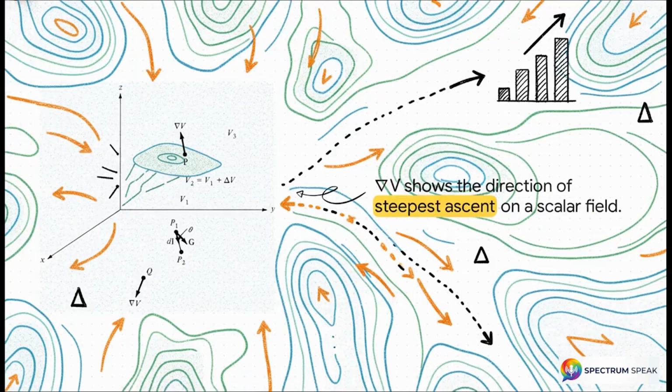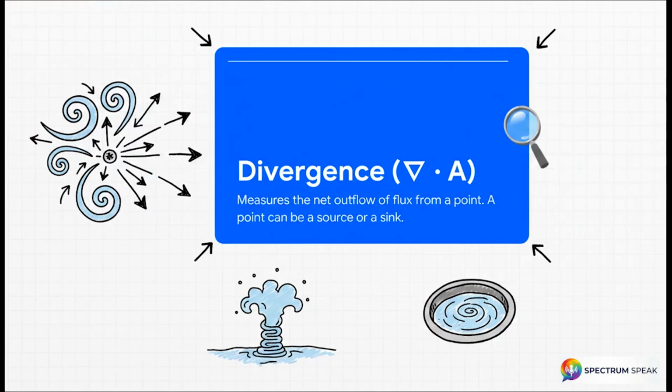This image is the perfect way to see it. Think of those V1 and V2 surfaces like contour lines on a map, where each line is a constant temperature. Now, look at that gradient vector, del V. See how it's always pointing perpendicular to those lines? It's not just pointing uphill, it's pointing in the most efficient uphill direction, the absolute fastest way to get to a higher value.